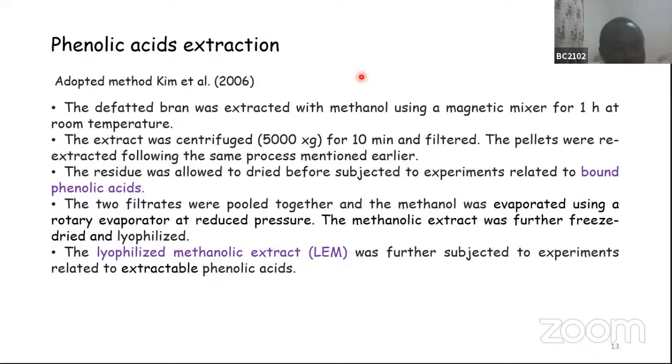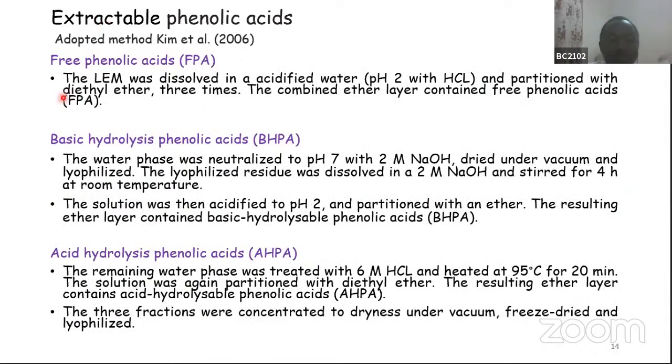So the 2 methanolic extracts were pooled together and evaporated. Thereafter, the methanolic extract was further concentrated and lyophilized. The lyophilized methanolic extract was subjected to experiment related to extractable phenolic acid. In extractable phenolic acid, we carried out 2 extractions from the lyophilized methanolic extract. The lyophilized methanolic extract was dissolved in acidified water and partitioned with ethyl ether 3 times. Thereafter, the combined ether layer contained free phenolic acid extract.